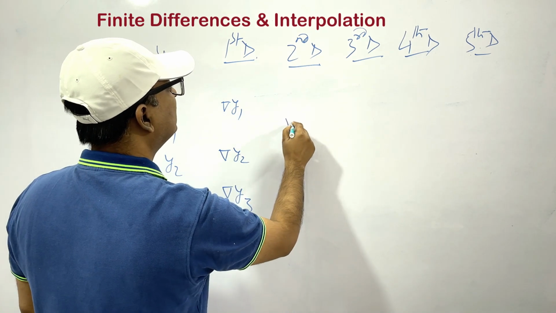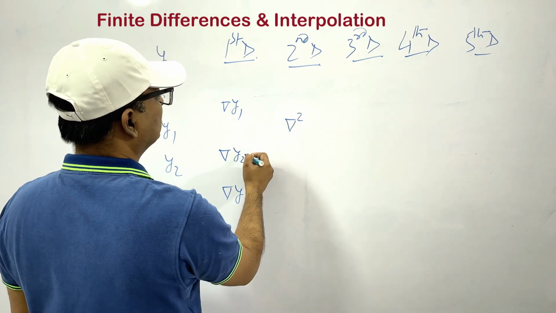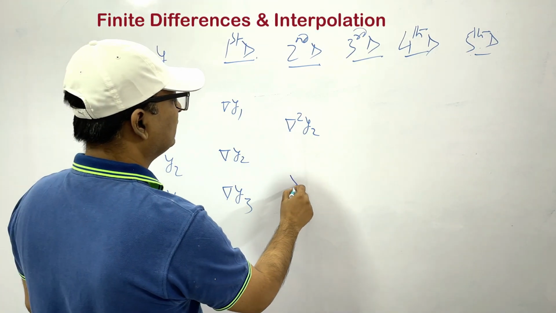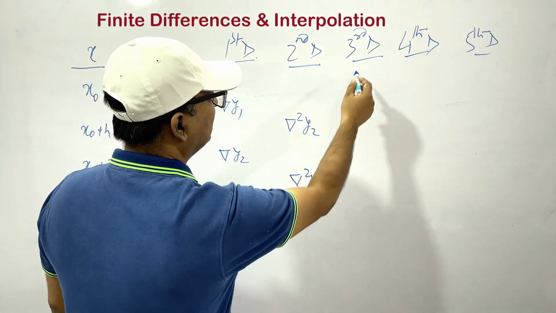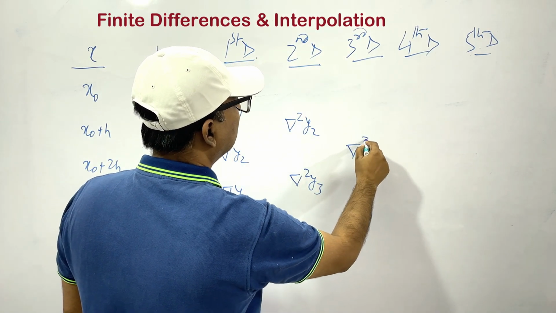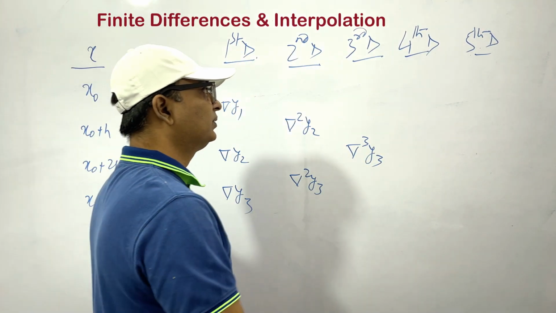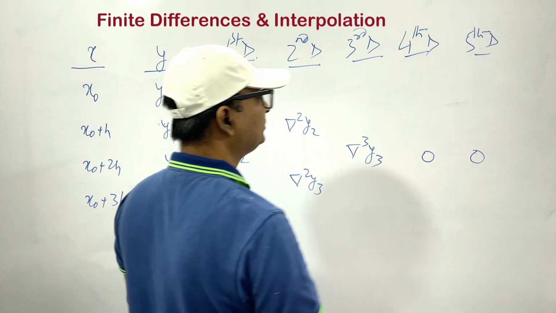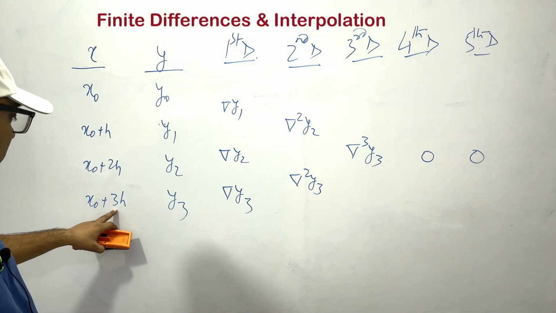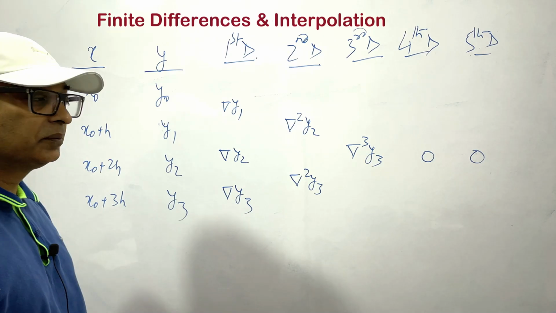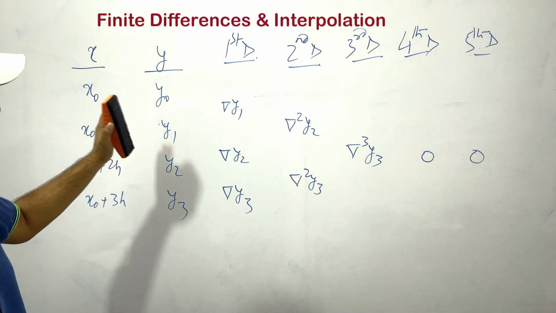Second, this will be second order. What is this? y2 minus y1. So here we will start with y2, y3, and third we have this only. We won't have any fourth and fifth difference columns. These all are 0. Okay, since we took 3h only, this has closed at the third column. Clear? So this is the backward differences table.